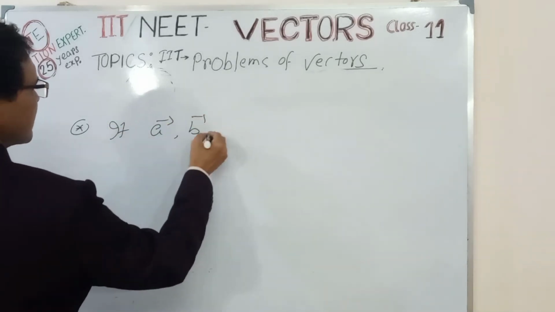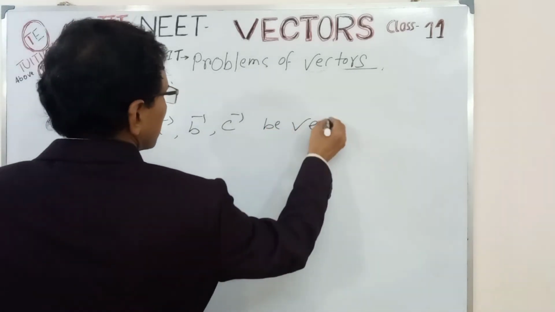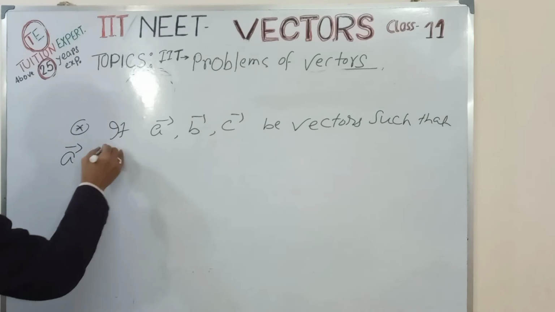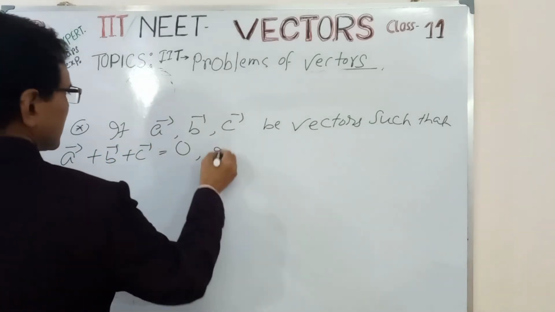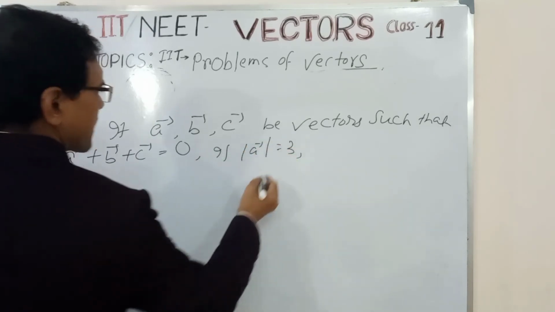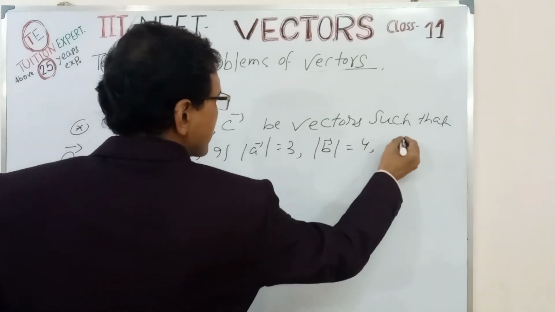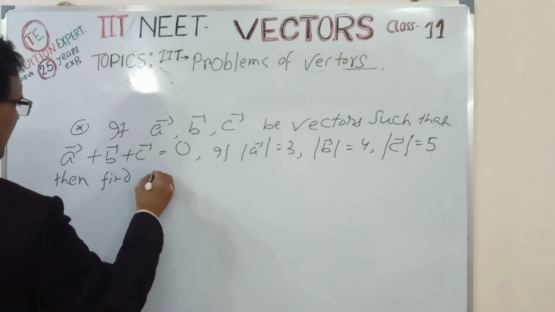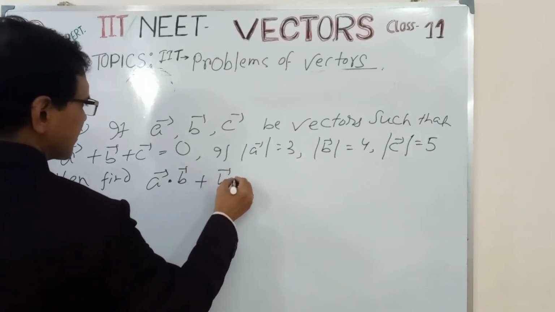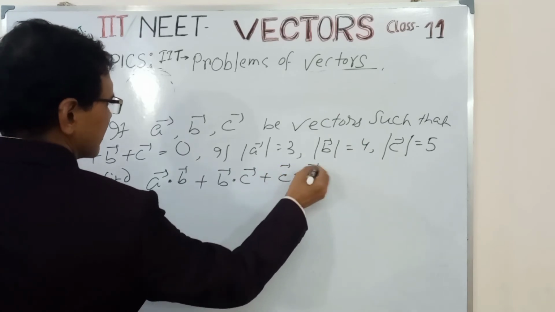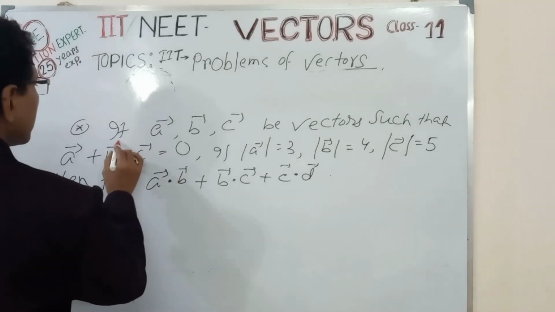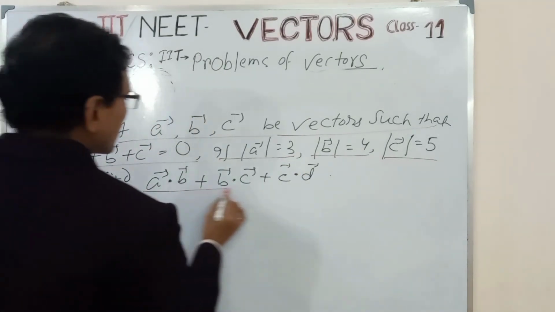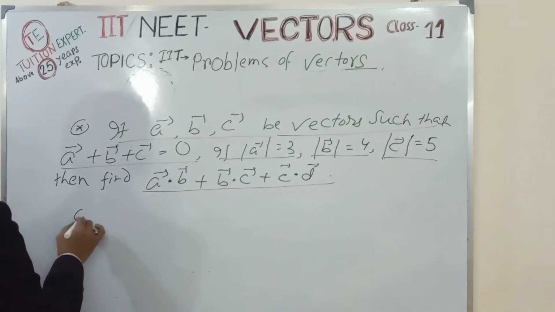The problem is: if A, B, C be vectors such that A plus B plus C equal 0, mod A equal to 3, mod B equal to 4, mod C equal to 5, find A dot B plus B dot C plus C dot A. So what will be the solution?